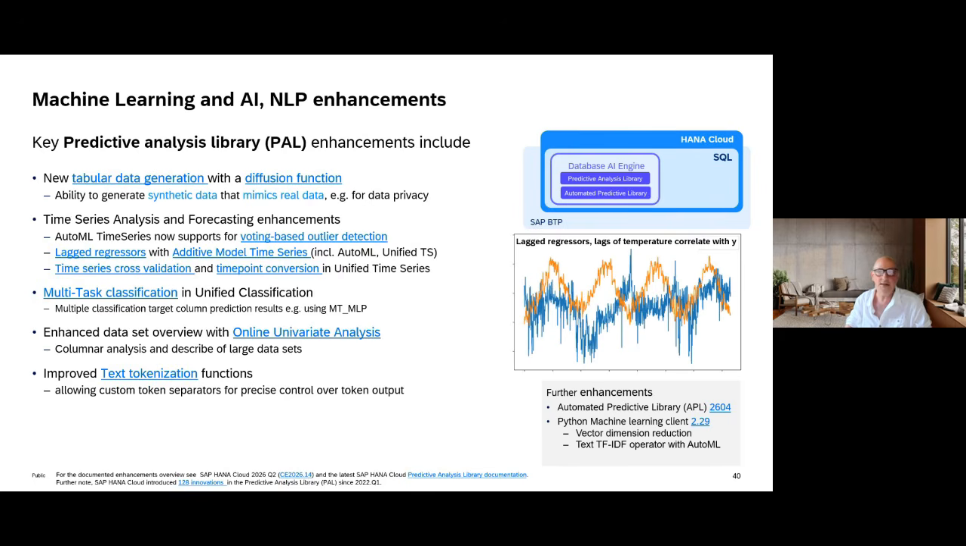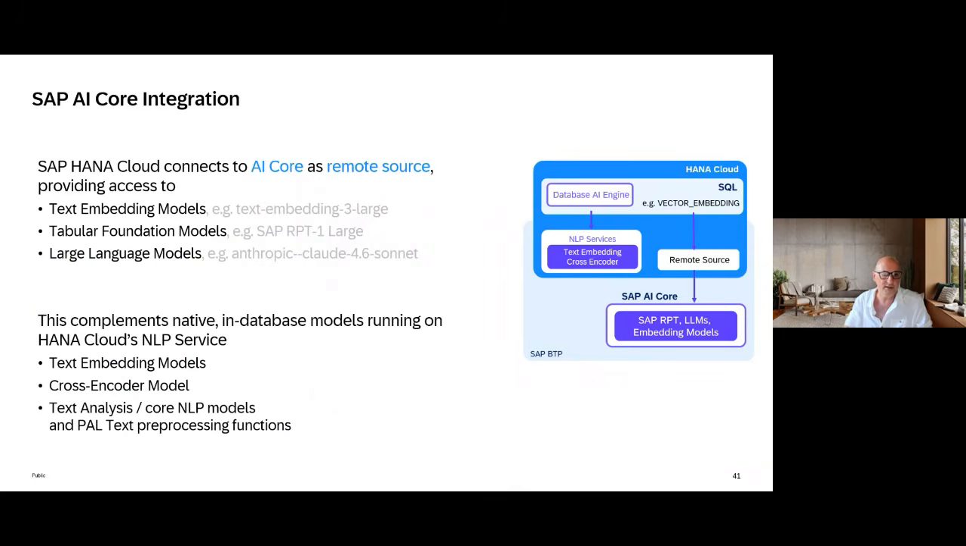And now let's look at the AI Core integration capabilities. In the Q3 release of 2025, we have added support for remote source definitions, where we can reach out to AI Core for embedding models, text embedding models. So as given here on the right-hand side, our vector embedding function can make use of remote, hosted on AI Core, or interfaced via AI Core general purpose text embedding models.